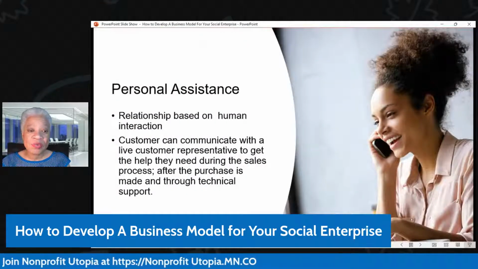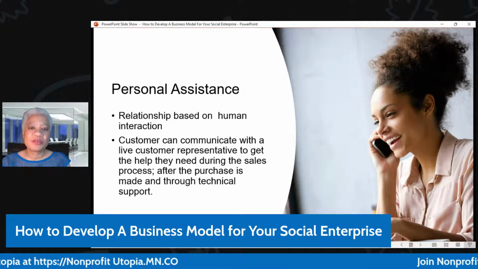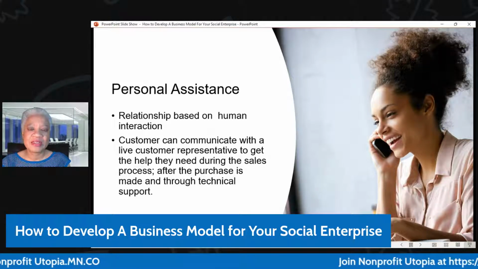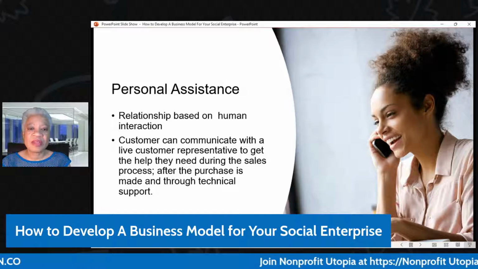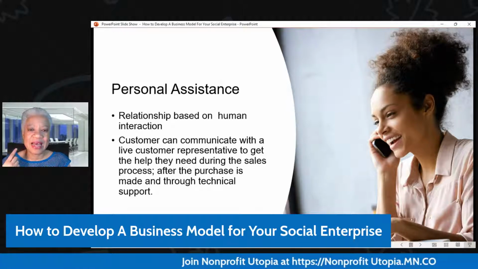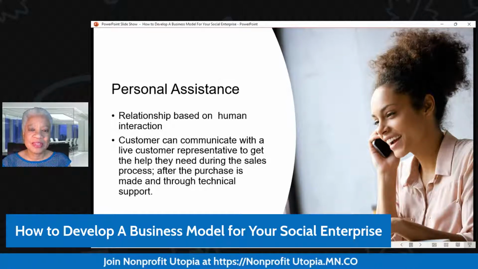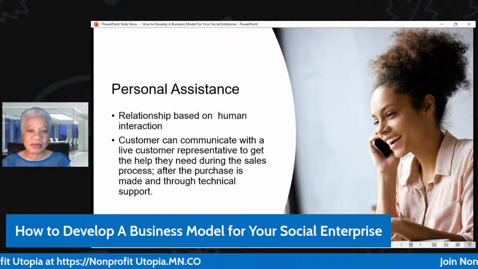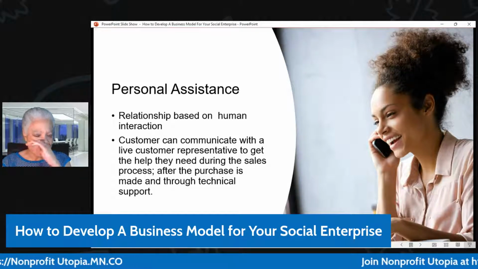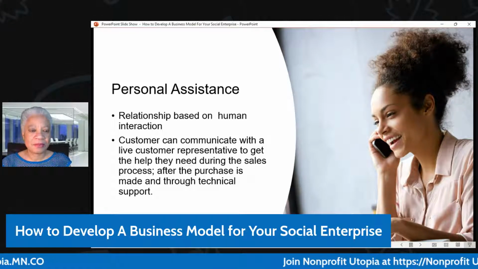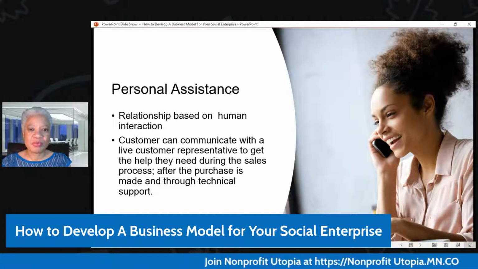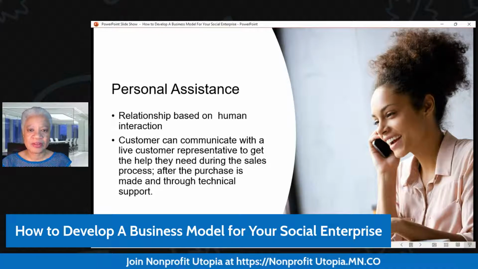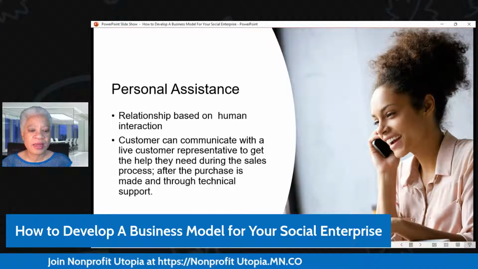All right, so one way is through personal assistance, right? And personal assistance is literally having someone that you can talk to, having that live body that you can relate to, that body that can actually make judgments, right? And is not going through an automated system with pre-prepared answers that just are annoying, right?